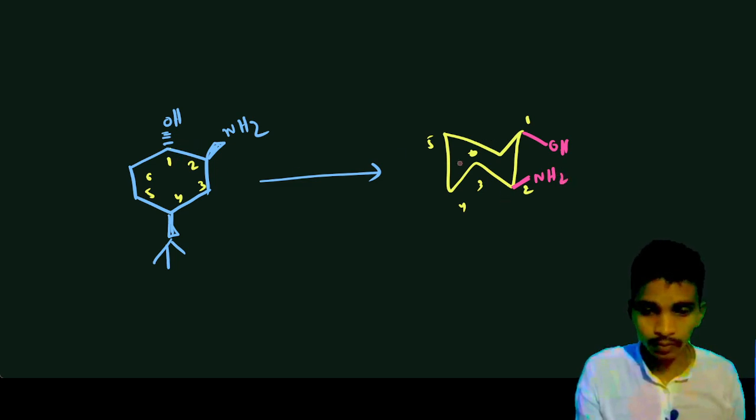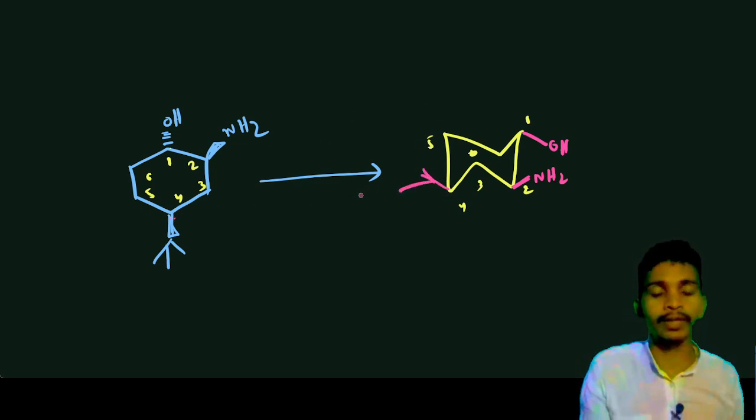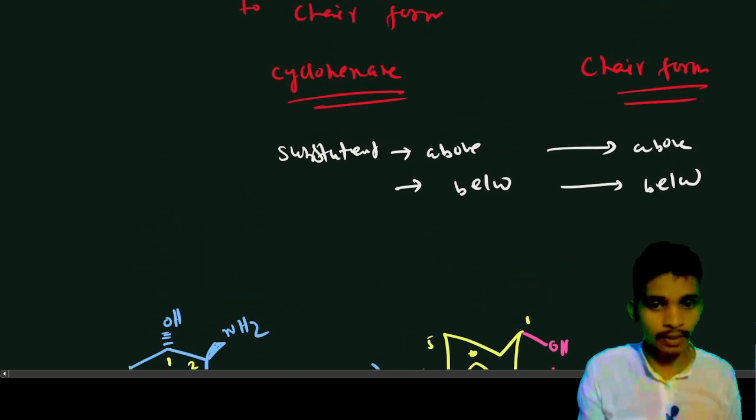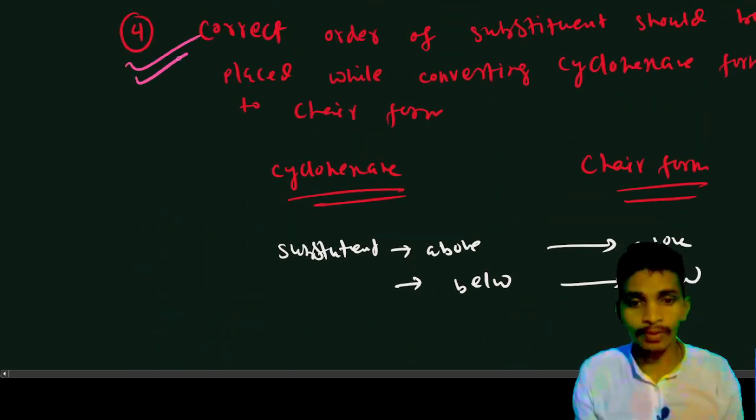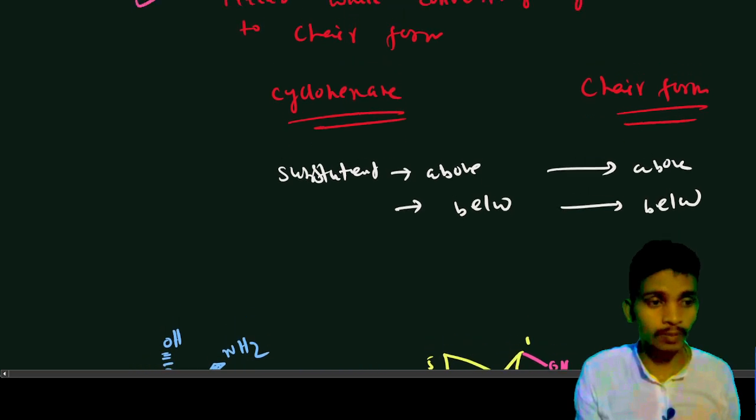1, 2, 1, 2. Okay, and 3 and 4, this is on the above side, so I will keep it on the above side. So this is the point. Okay, so that correct order of the substituent should be kept while you are converting from cyclohexane to chair form.